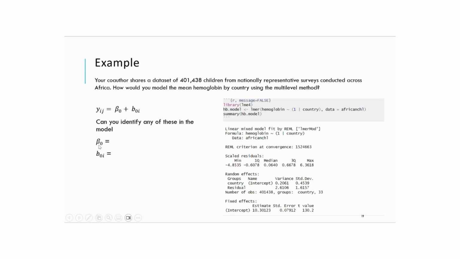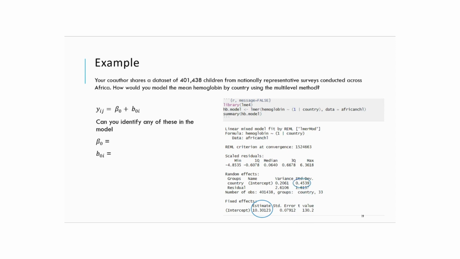And so let's try to identify what our beta naught is and what our B01. So I believe we can look. I'm just going to cheat. And then there we have it. We have your fixed effect here, your fixed global mean for children in Africa. On average, your mean is 10.3. But these 400 children belong to different groups, and these groups are countries in Africa.